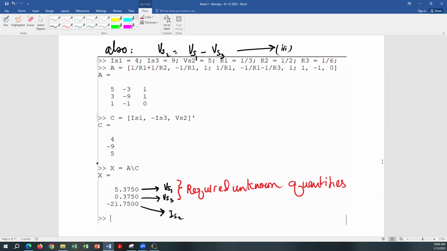All right, guys. Any question about this problem? Once you have the values, you can calculate anything. You can calculate power. You can calculate unknown currents or whatever. Doesn't really matter what you're calculating. You just need those values.